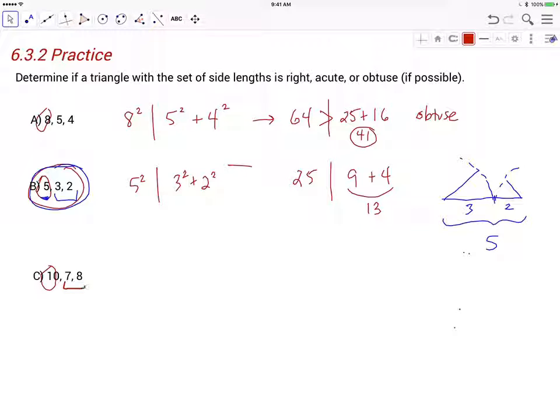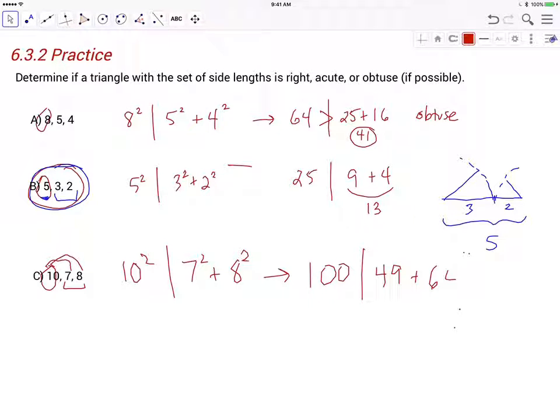In the last example, this is a legal triangle. We have 10, we've got 7, and we've got 8. So they're all perfectly fine. And we're going to look at 10 squared as it relates to 7 squared plus 8 squared. That gives us 100 on one side, and the other side is 49 plus 64, which hopefully to you clearly looks like more than 100. So we are at an acute triangle on the last one. Okay, hopefully you got all those.